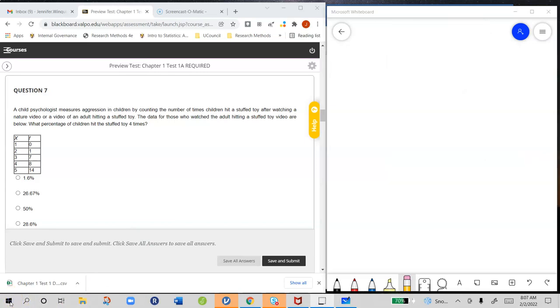Okay, so if we're looking at the number of kids who hit the toy 4 times, it's 8, right? So we have 8 kids that hit the doll 4 times, and there were a total of 30 kids. Right? So what you're going to need to do is just divide this, right? So you take 8 divided by 30, and that gives you 0.266, right? And so if I turn that into a percentage, I'm going to get 26.6%, right? Or 26.67.